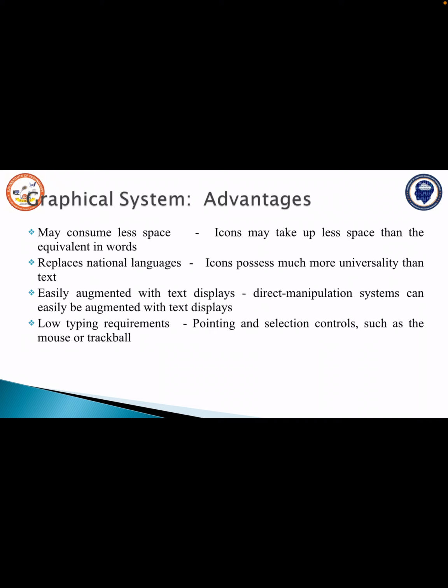And when there are many pictures available on your system, it's more attractive, and it consumes less space, and it is replacing all the national languages. It's only about icons, so everybody can understand. It is not about any particular language, and it is easily augmented with text displays. So here everything, as I told, is in terms of images and icons, and for each of these icons you can give a description also.